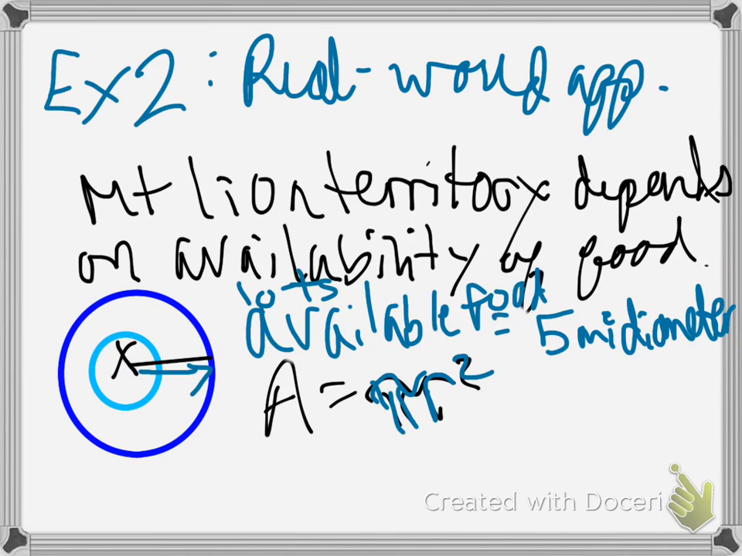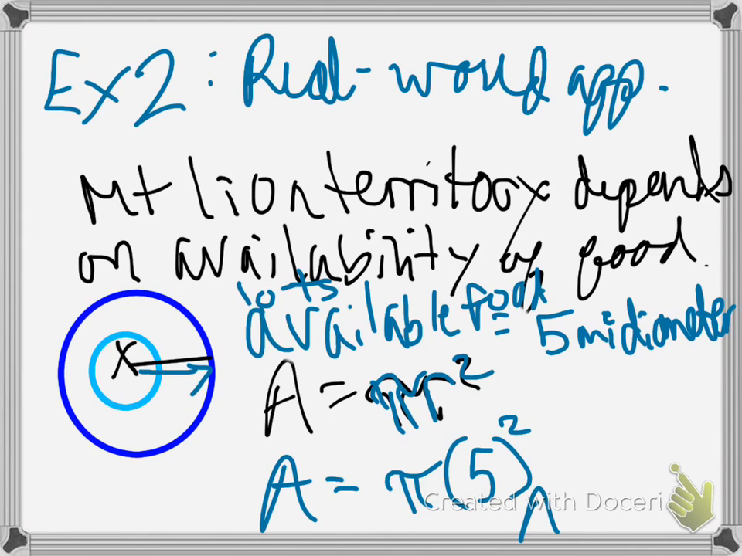So area equals pi r squared. We're going to plug in what we know. So area equals pi times 5 squared. Since this is the real world, you know that mountain lions are not going to be moving exactly 5 miles out. It might be a little more, it might be a little less. So we're going to do an approximate. This is just a range that they might move.